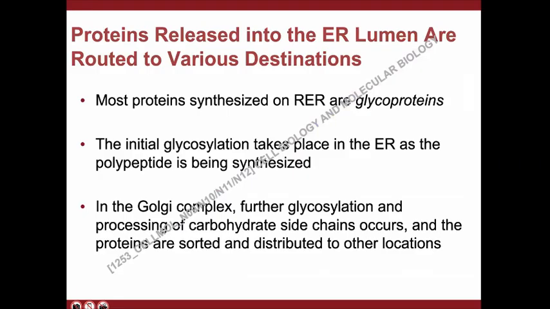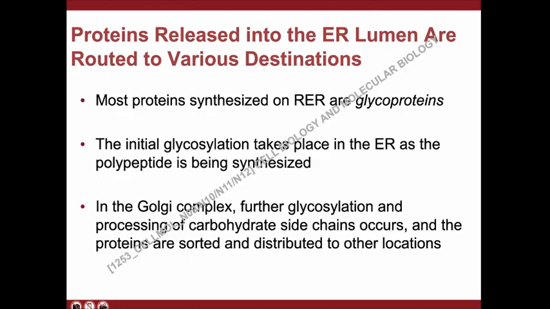Most of the proteins that are synthesized on your ribosomes attached to your ERs are glycoproteins, which we mentioned last time, di ba? And ano uli yung glycoproteins? These are proteins with covalently bound carbohydrate groups. Okay? So the initial glycosylation reactions occur in the ER, often while the growing polypeptide is being synthesized. Kaya nga co-translational, di ba?